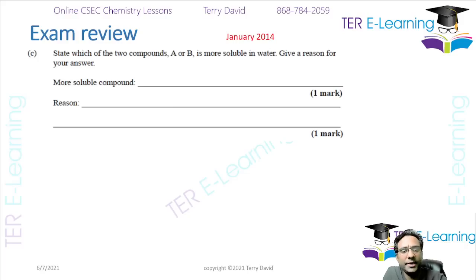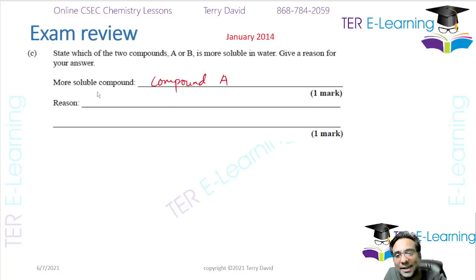Right, Sharice is telling me it's ethanol. That's correct. Ethanol is more soluble. So it's compound A. So compound A is more soluble, right? Sharice is in my class, so she should know what the answer is, right? They want to know why. Why is ethanol more soluble in water than pentene, right?